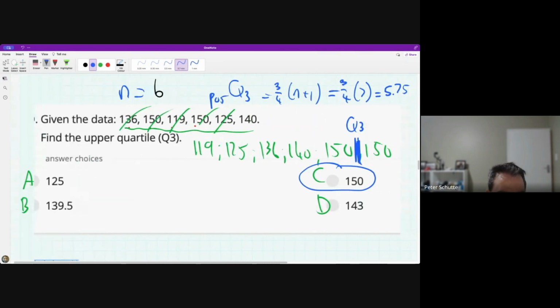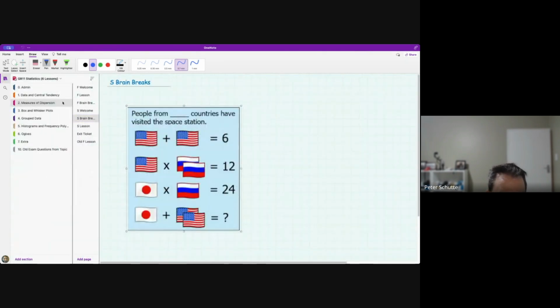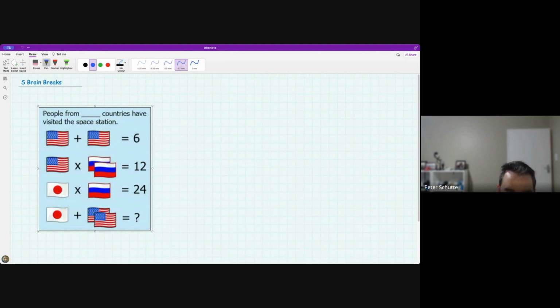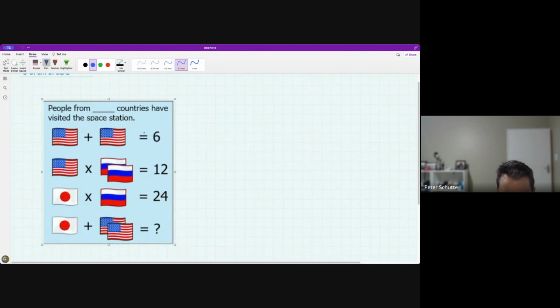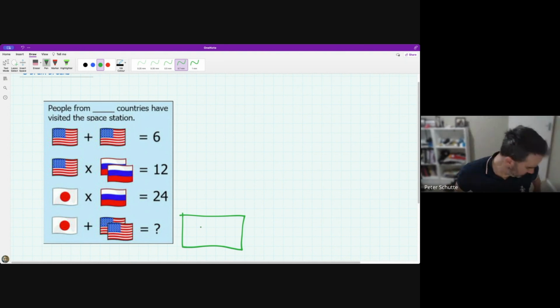Then I would also like us to try and solve this puzzle. People from this many countries have visited the space station. If you can unlock this puzzle, the number of countries that have been to the space station is there. And so I will let you figure that out and amaze me with your brilliance in figuring out the number of countries.